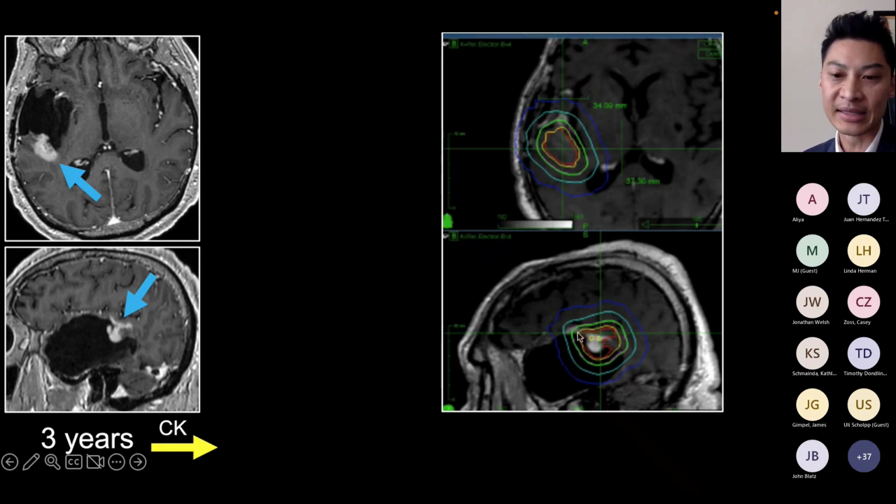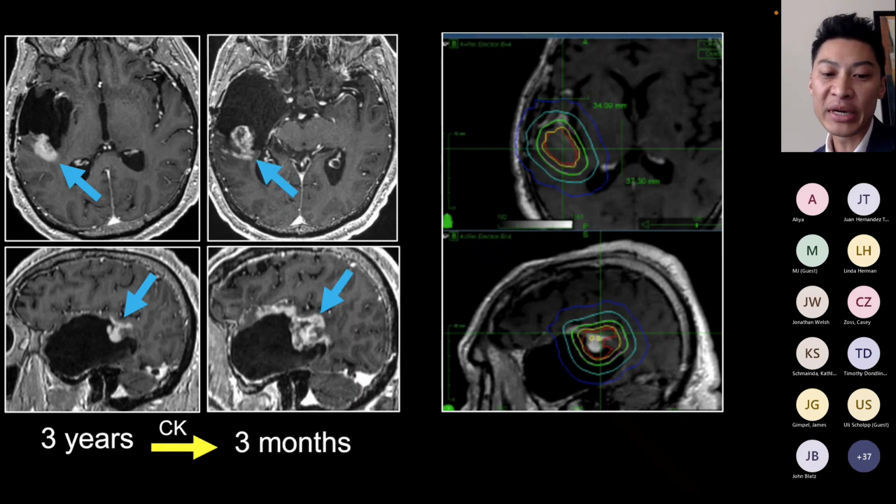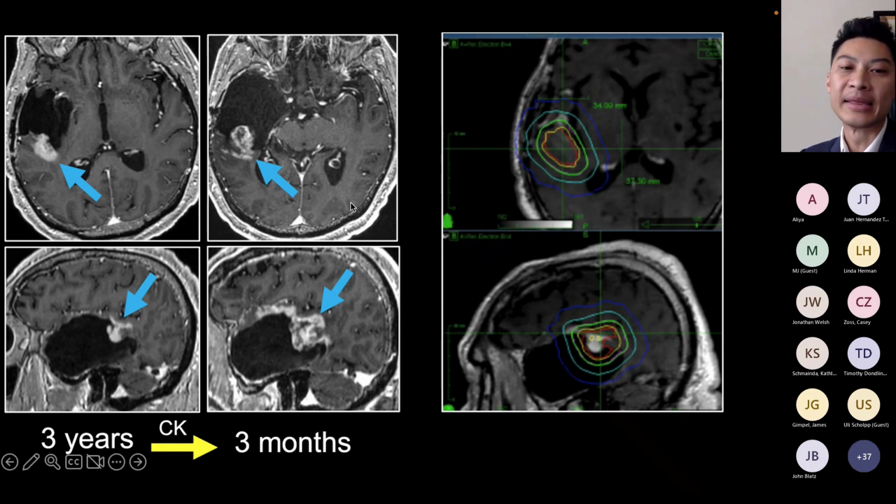But you can see that this lesion is within the radiation field. And then the patient represented 3 months later after CyberKnife treatment, and the contrast-enhancing lesion got bigger. It's a little bit heterogeneous. What to make of that? Could that be treatment effect? Could that be progressive tumor?